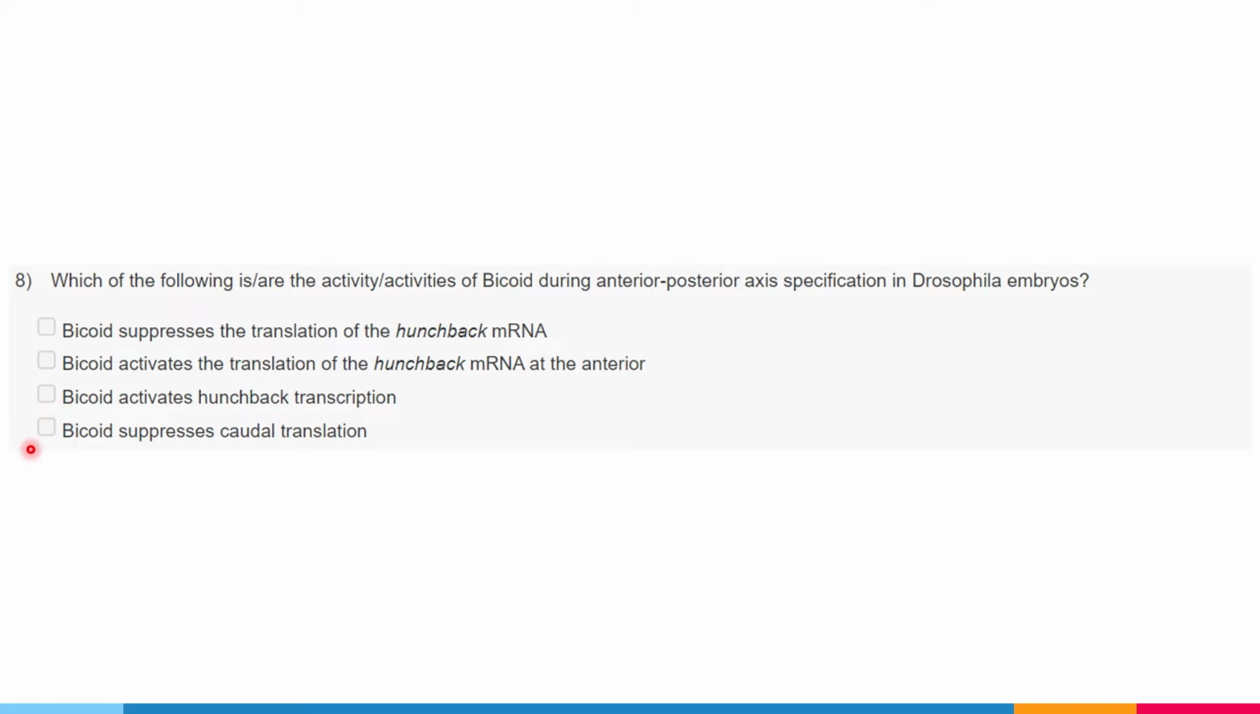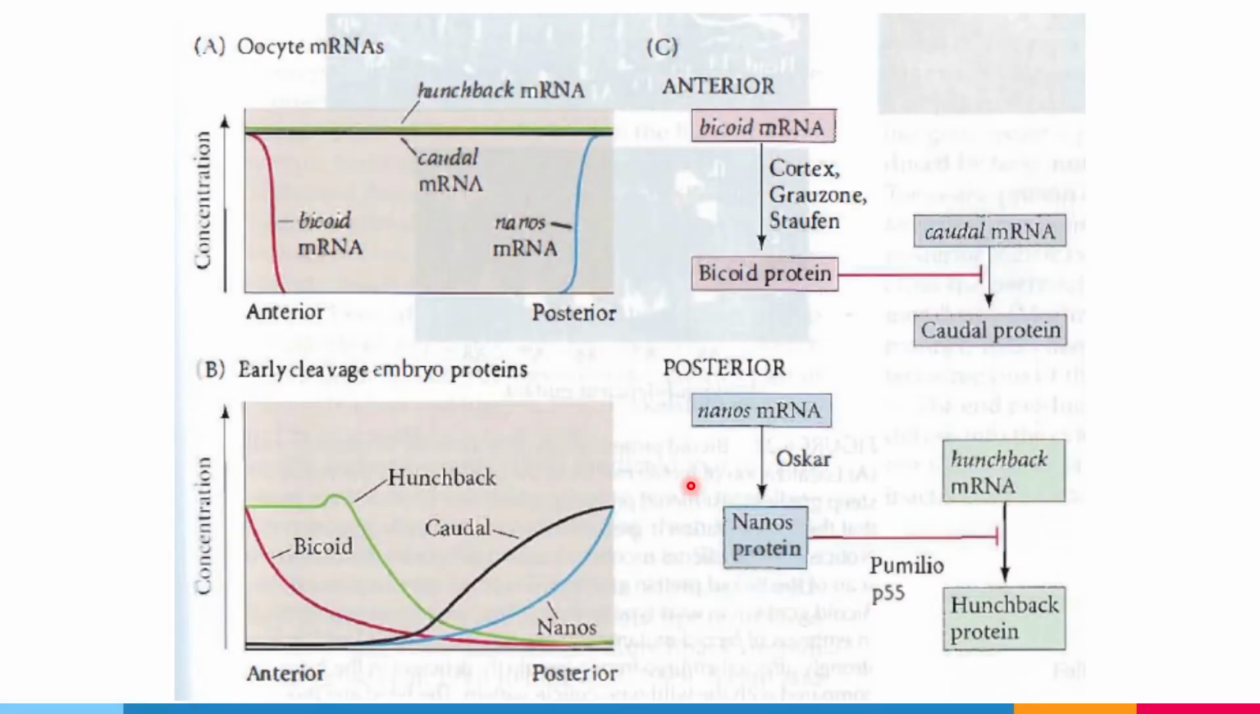This is a box type of answer. So more than one is correct. So what are the activities? What exactly does bicoid do? So anyone has any idea on this? Sangeeta says A. Bicoid suppresses the translation of hunchback mRNA. Okay. So let us look into the slide itself.